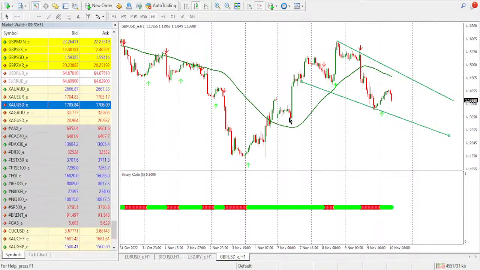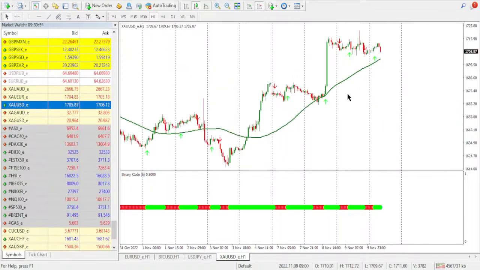My next chart is gold. On gold, so far we are in a very good uptrend. You can see that this indicator is showing us a buy. The custom indicator is also showing us a buy. So we have a very good level here. This is a very good shape.